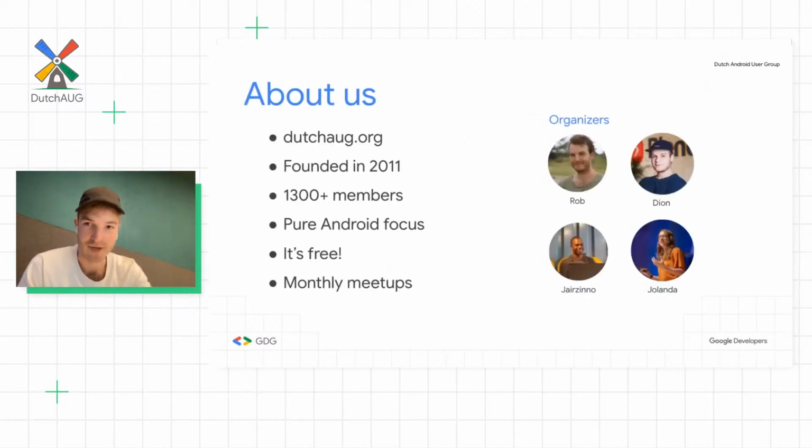So here we go. Quickly about us, we're the Dutch Android user group. You can find more info about us on dutchout.org. Together with Dion, Giorgino, and Yolanda, we're the current organizers, and we have a group of over 1,300 members. I really want to put 1,400 in there, but we're 5 shy. So if you're watching this and you're not registered yet, make sure to sign up on the meetup page.